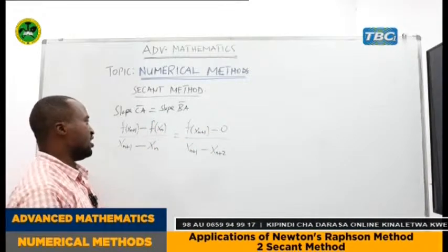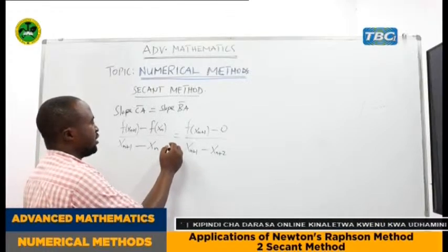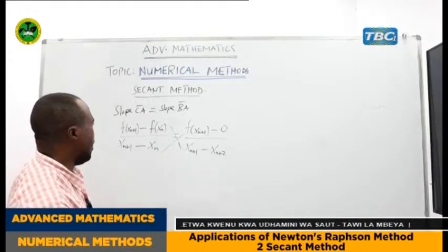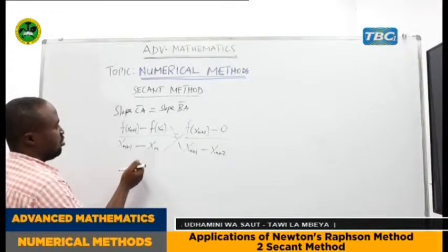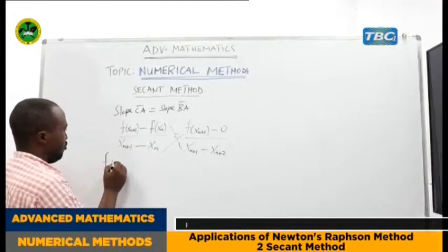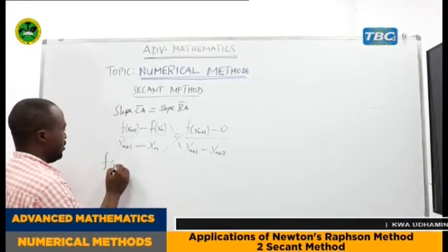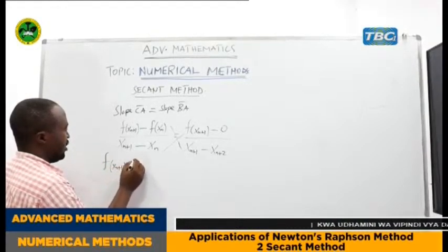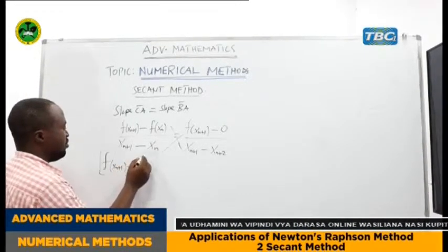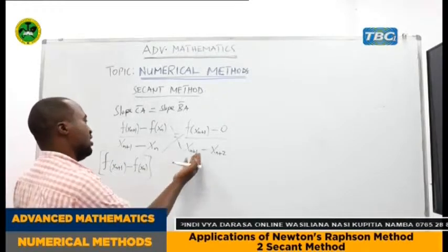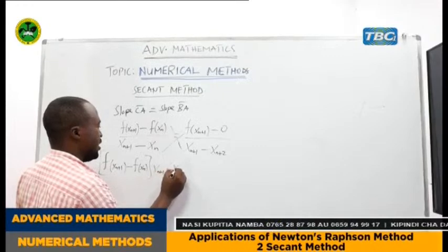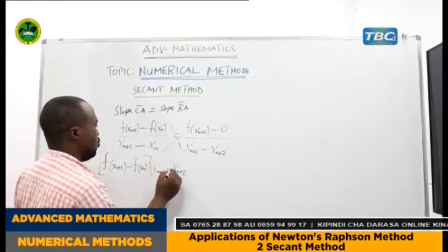Now let us do cross multiplication. That is cross multiplication. So we are going to have, starting with f, that is f of x(n+1) minus f of xn. Now this one times, we multiply by x(n+1) minus x(n+2).